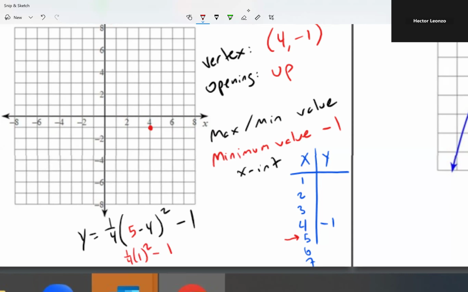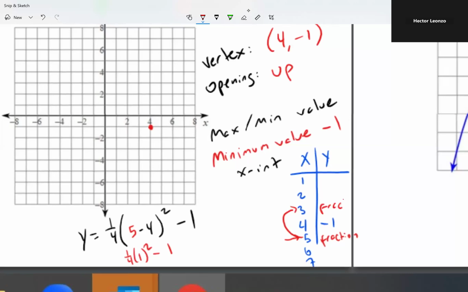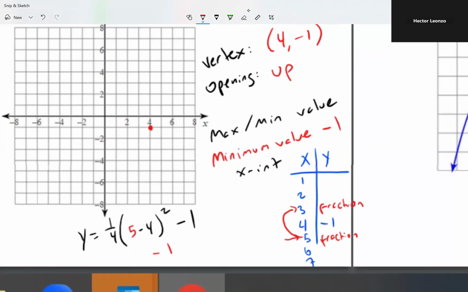So I look at the exponents. 1 squared is 1. 1 times 1/4 is a fraction. Minus 1. Okay, so this is going to give me a fraction, so I'm not going to look at that. Therefore, if x equals 3, it gives me a fraction as well. I'm not really interested in any value. I'm interested in the value of x that's going to give me a 0 for my y. That's really what I'm interested in.